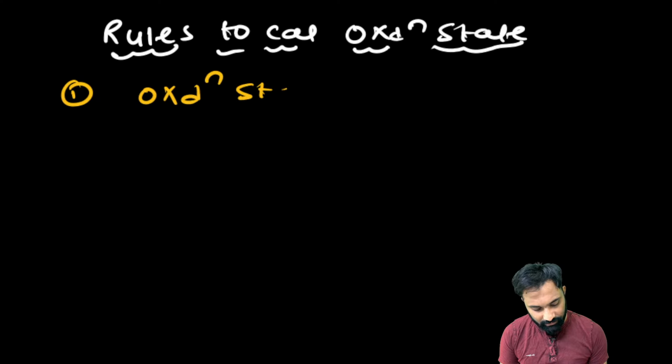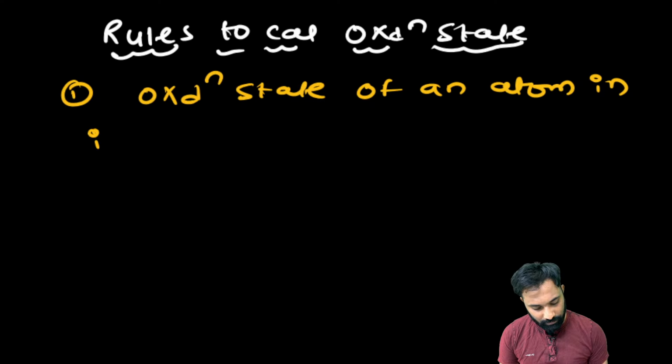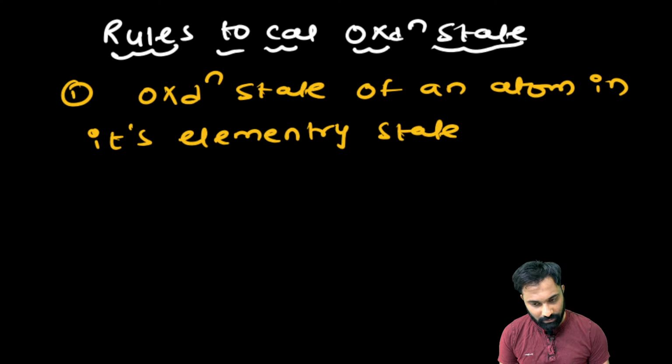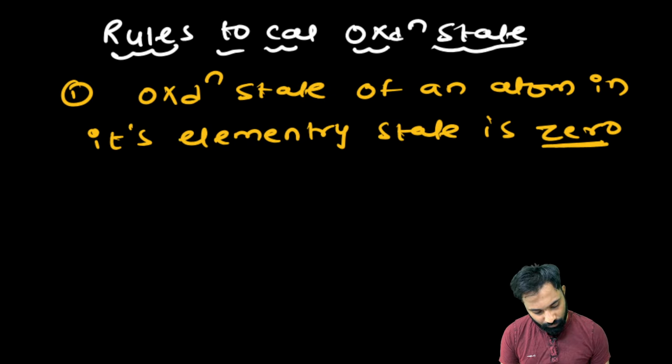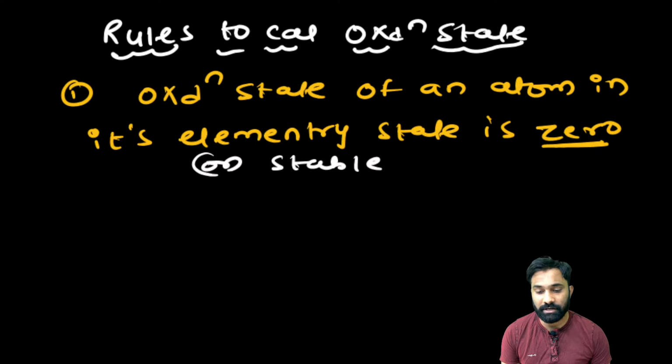the oxidation state of an atom in its elementary state is 0. This is very important. Many of the students make the mistake here itself. If any atom is present in its elementary or stable state, its oxidation number is 0.